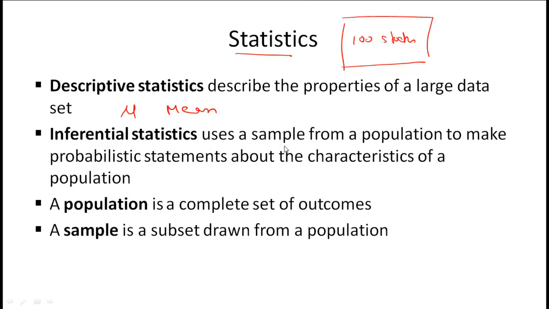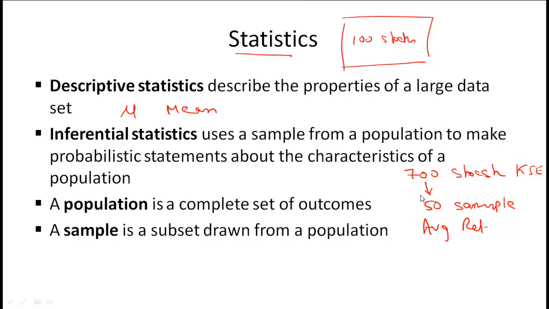Inferential statistics use a sample from a population to make probabilistic statements about the characteristics of a population. Now here again, let's say that you are observing all 700 stocks in the Karachi Stock Exchange, and you don't have time to study all 700, so you might pick out a sample of 50 stocks, and so this is your sample. With this sample of 50 stocks you now look at the average return of the sample, and based on the average return of the sample you make an inference about the average return of all 700 stocks.